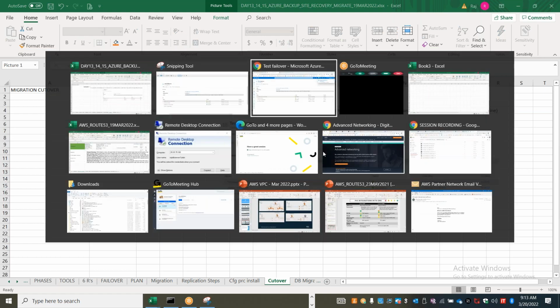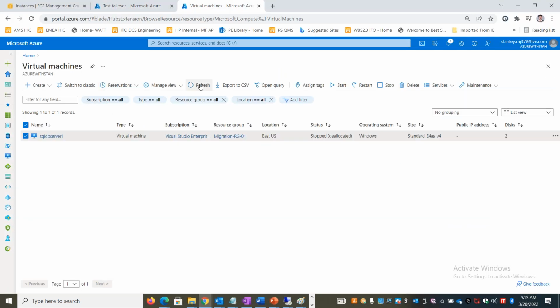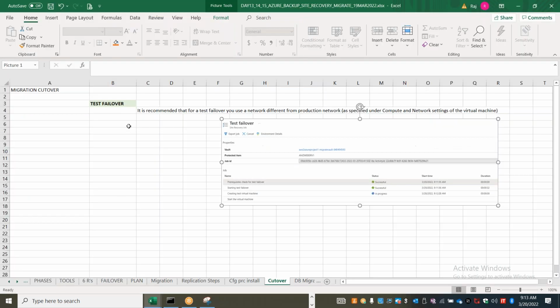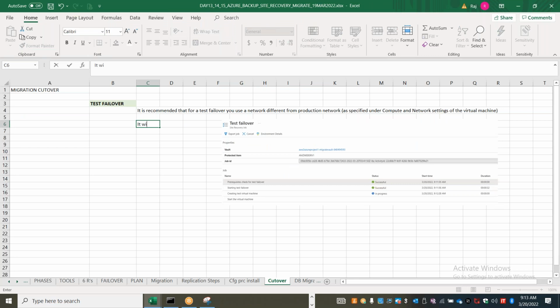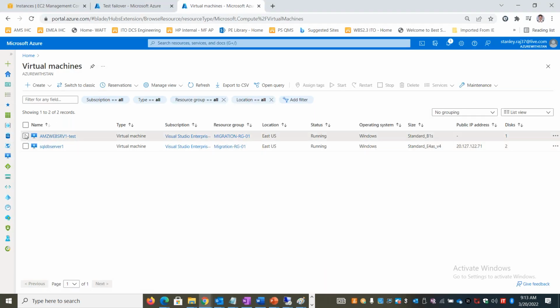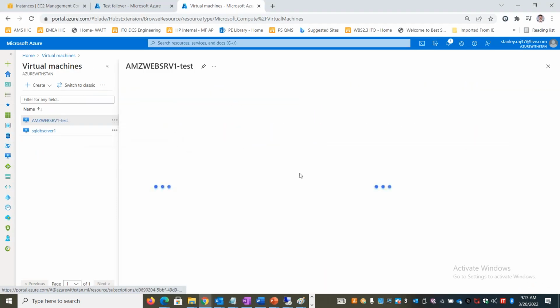Okay, if you go and look here, it will create a VM with -test. I can refresh it here. See, it has created the exact same name with a suffix -test. That is what it will create when you do a test failover. That is how you can differentiate it. So once this machine is online and running, you can just go and connect to that.